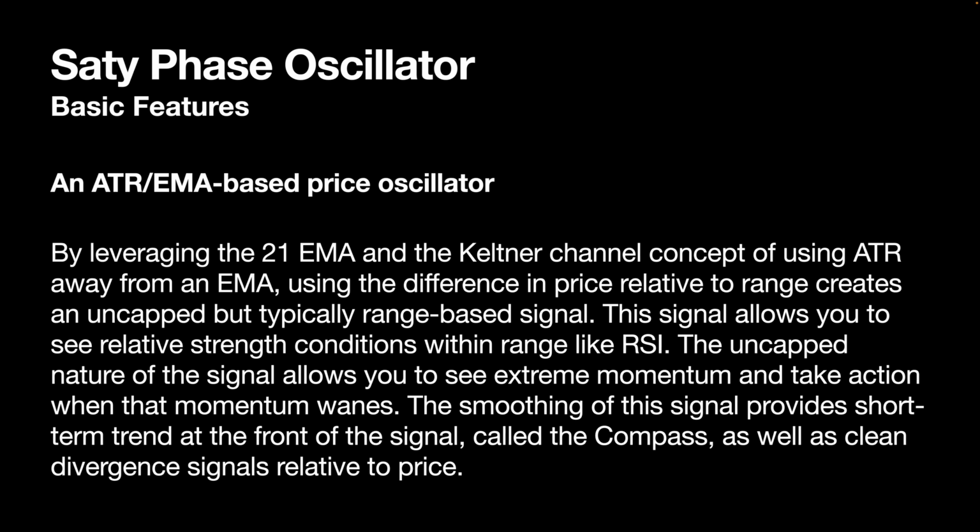So let's talk about the price-based oscillator. I use all EMAs. I love the speed of EMAs. I think that provides a faster, more weighting to short-term price or closer price action, which I find valuable. So I leverage the 21 EMA and the Keltner channel concept of using ATR away from an EMA to then take a difference in price relative to that range to create this uncapped but typically range-based signal.